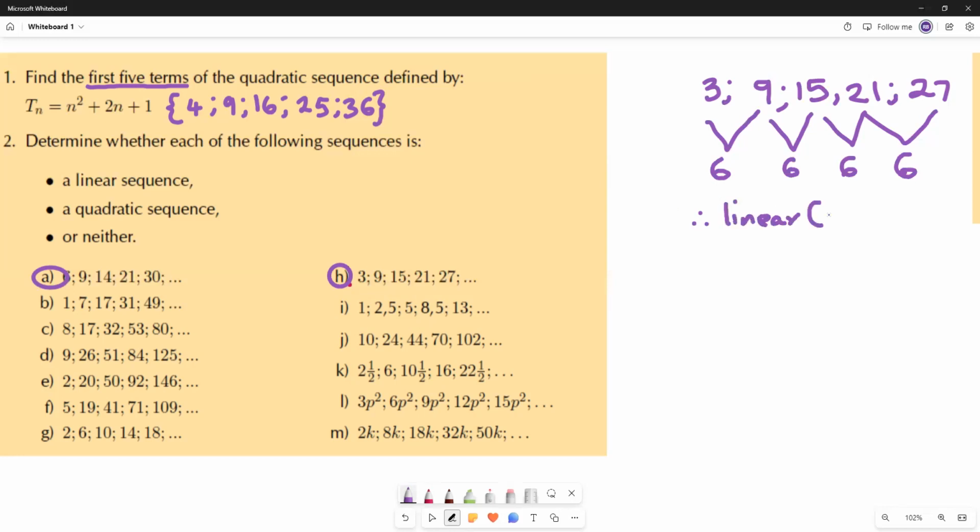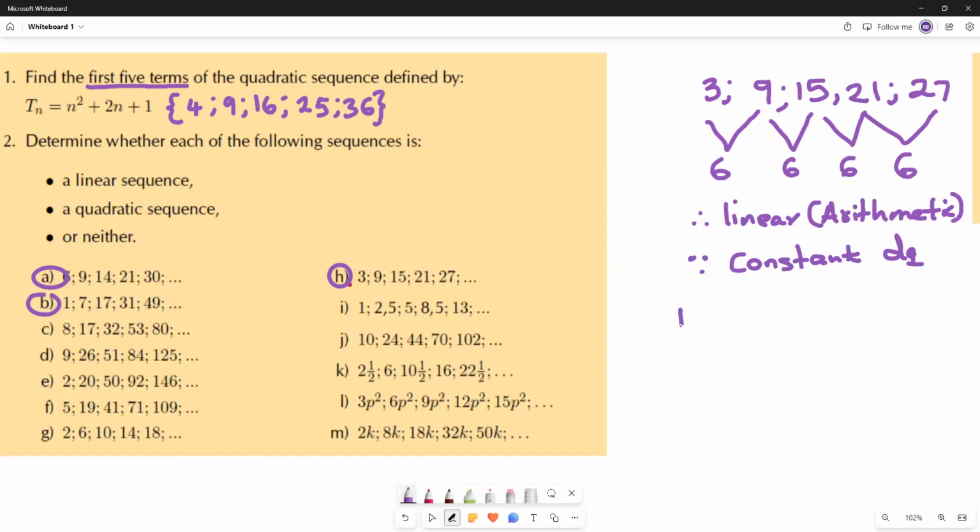You need to know that the linear pattern is called arithmetic as well. Arithmetic. You're going to say because constant first difference. Okay. Now let's go to B.